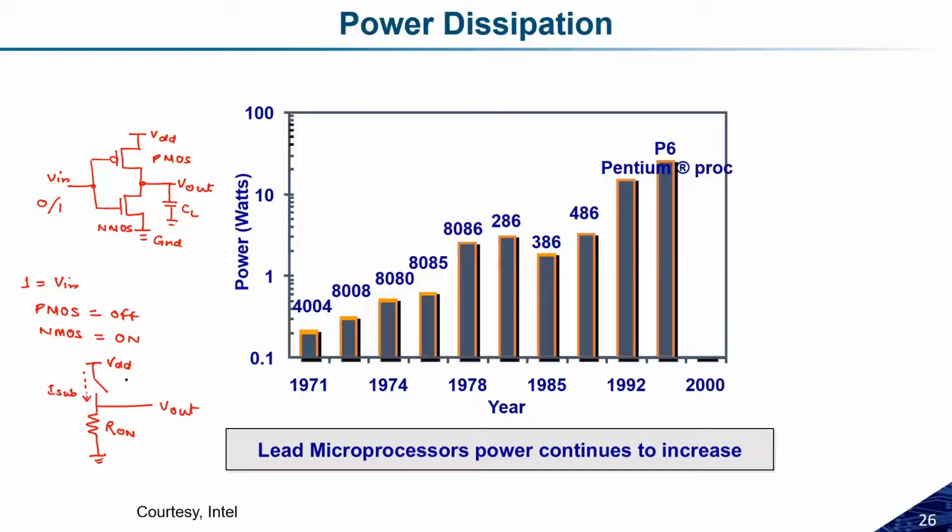Now let us talk about the second kind of power dissipation, which is the switching power dissipation or the short circuit power dissipation. Okay, so this was the concept for the leakage power dissipation. Now the second one, let us talk about the short circuit one. So the second kind of power dissipation could be the short circuit one.